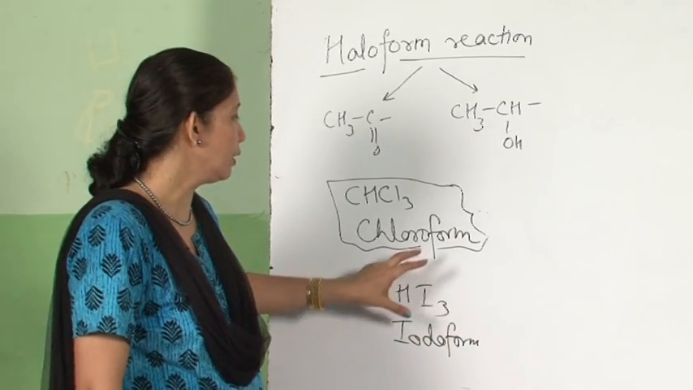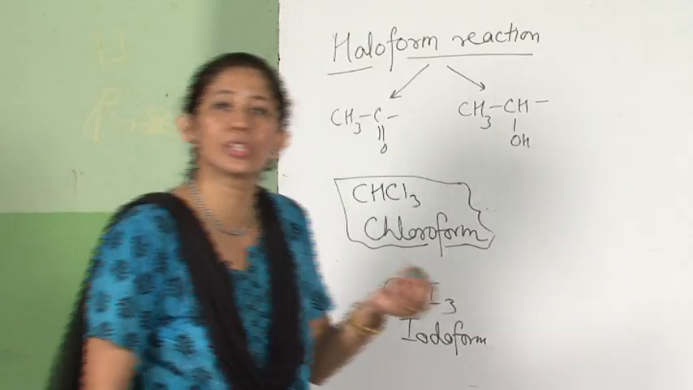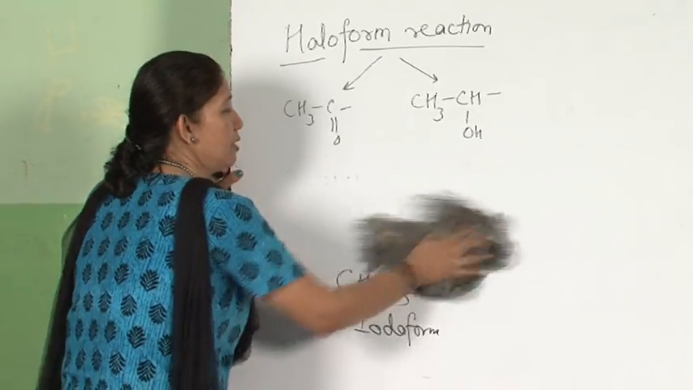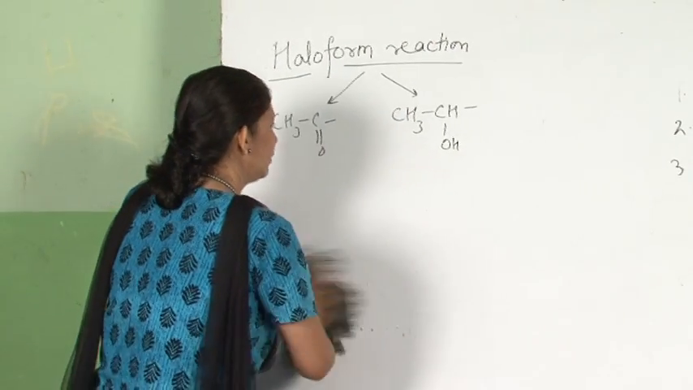Iodoform is the same thing. Only in place of Cl2, I have to just put I2 here. Iodoform is a yellowish colored solid. I hope this much part is clear. I am going to start now with distinguishing between pairs of organic compounds.